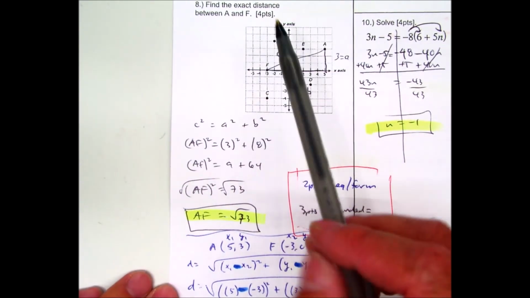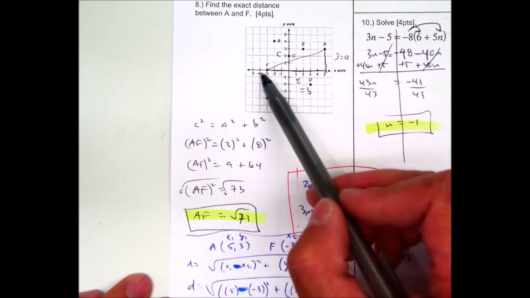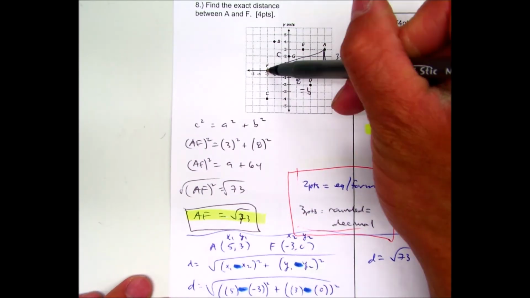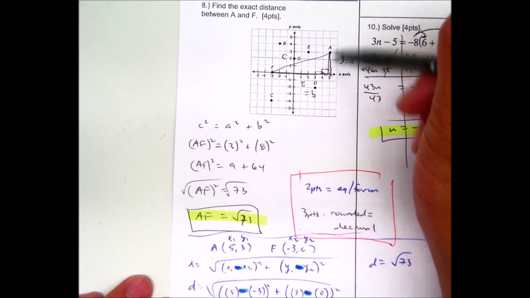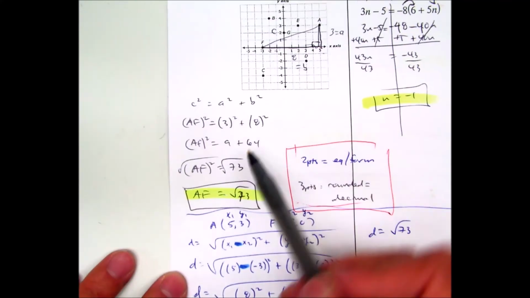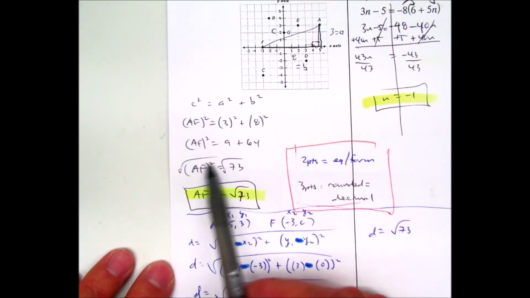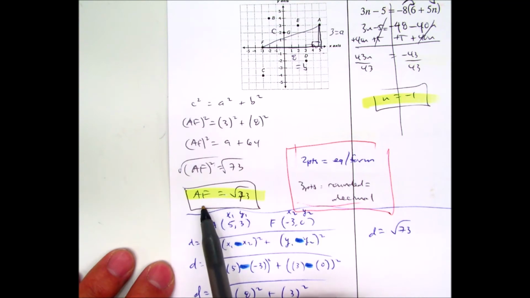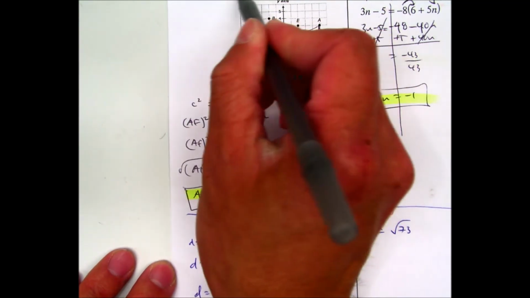Number 8, I am finding the distance between points A and F. I use the Pythagorean theorem, draw a right triangle. A is 3, B is 8, plug it in, and to get rid of the power of 2, take square root. The distance is square root of 73. So that's an exact distance.